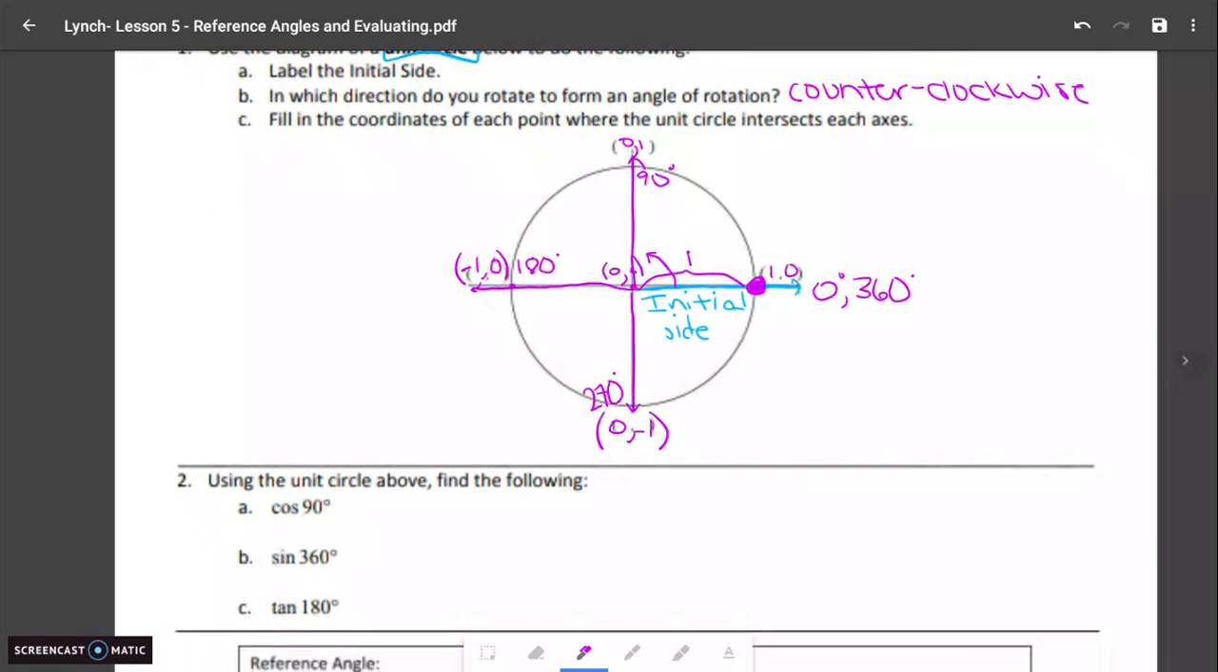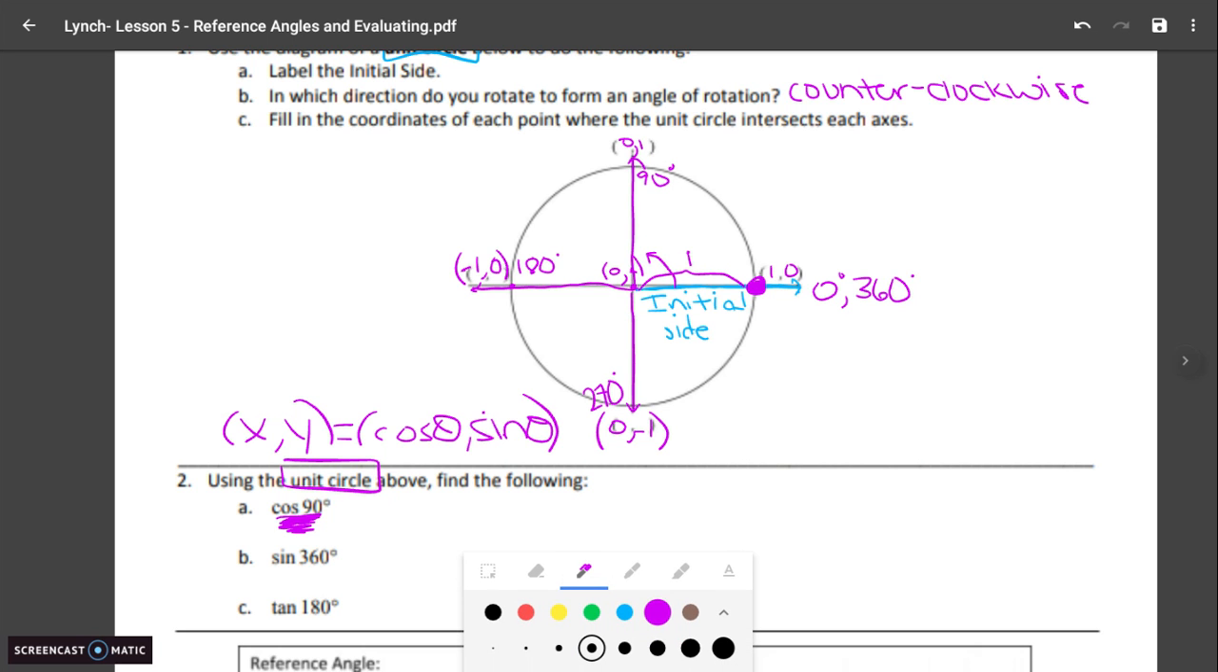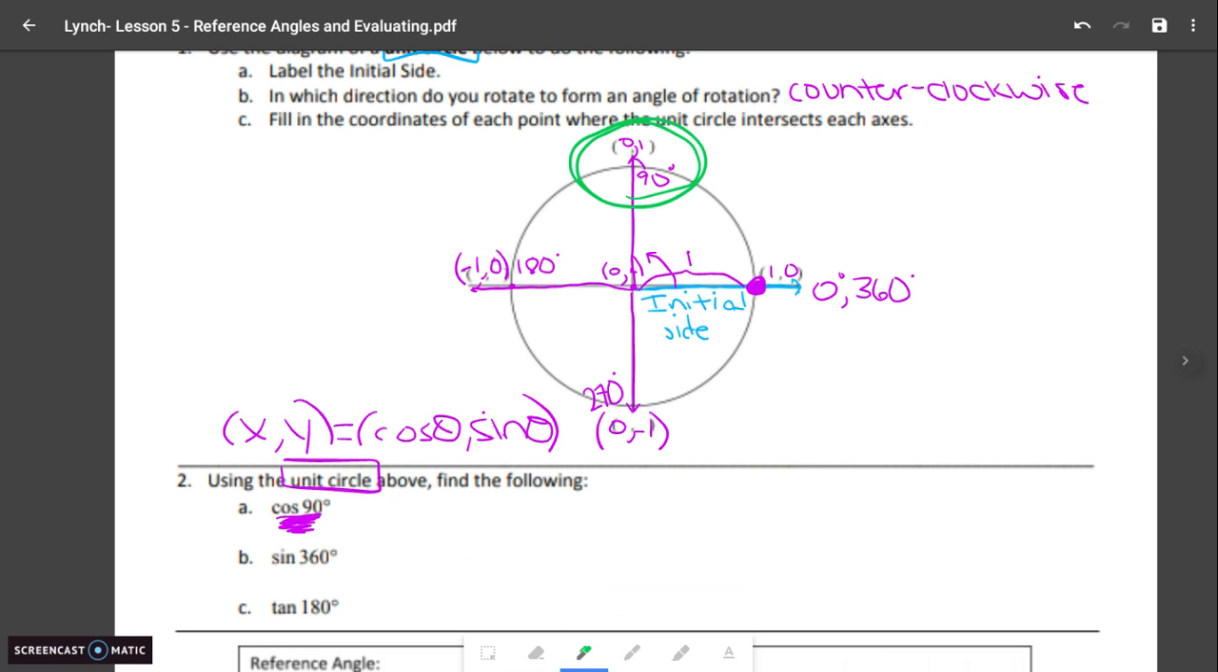So now we can use this here. It says question 2, using the unit circle above, find the following. A, cosine of 90 degrees. Now, because this is a unit circle, remember that means that your points x, y are cosine, sine. So if I want cosine of 90 degrees, I'm going to go to the 90 degree angle up at the top.